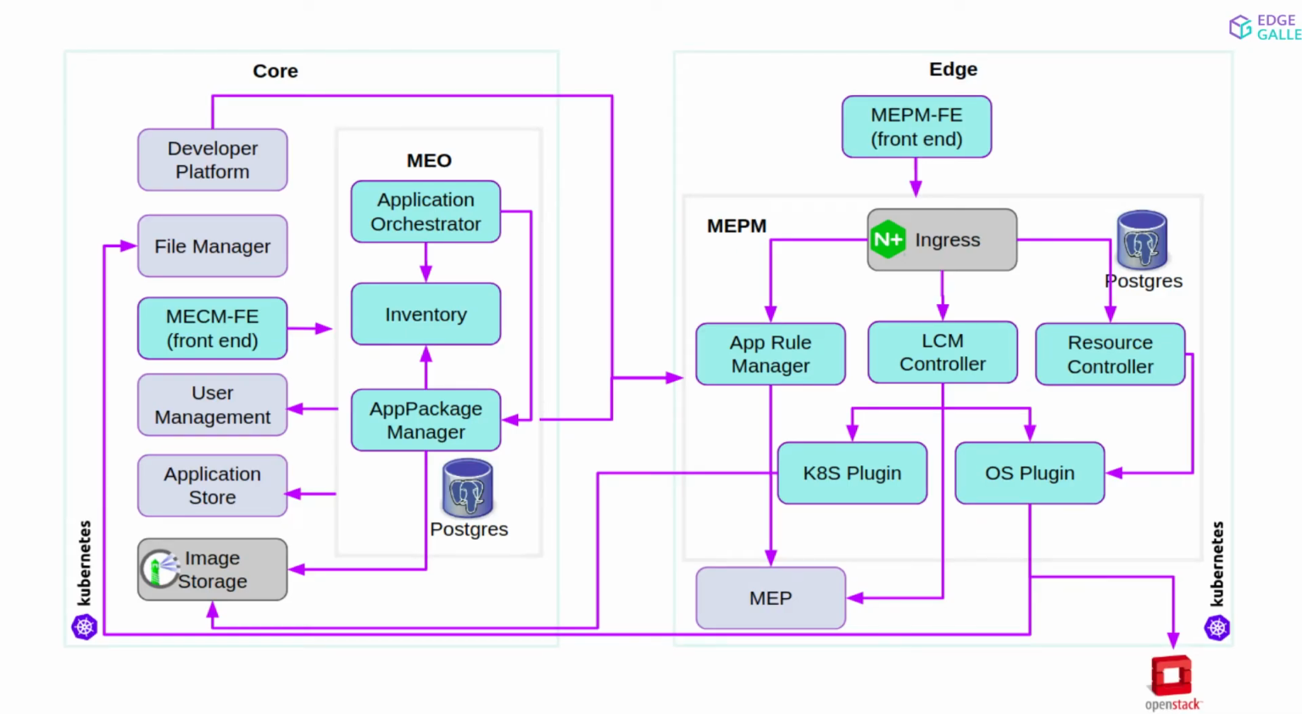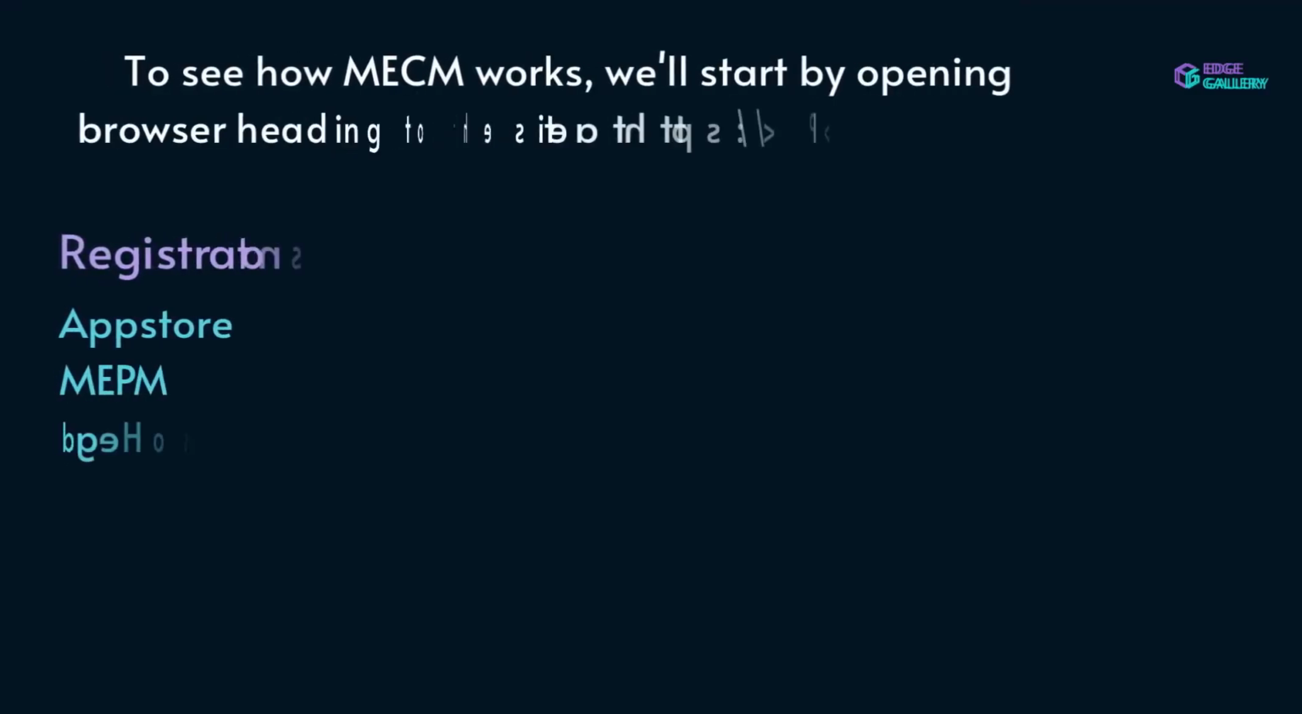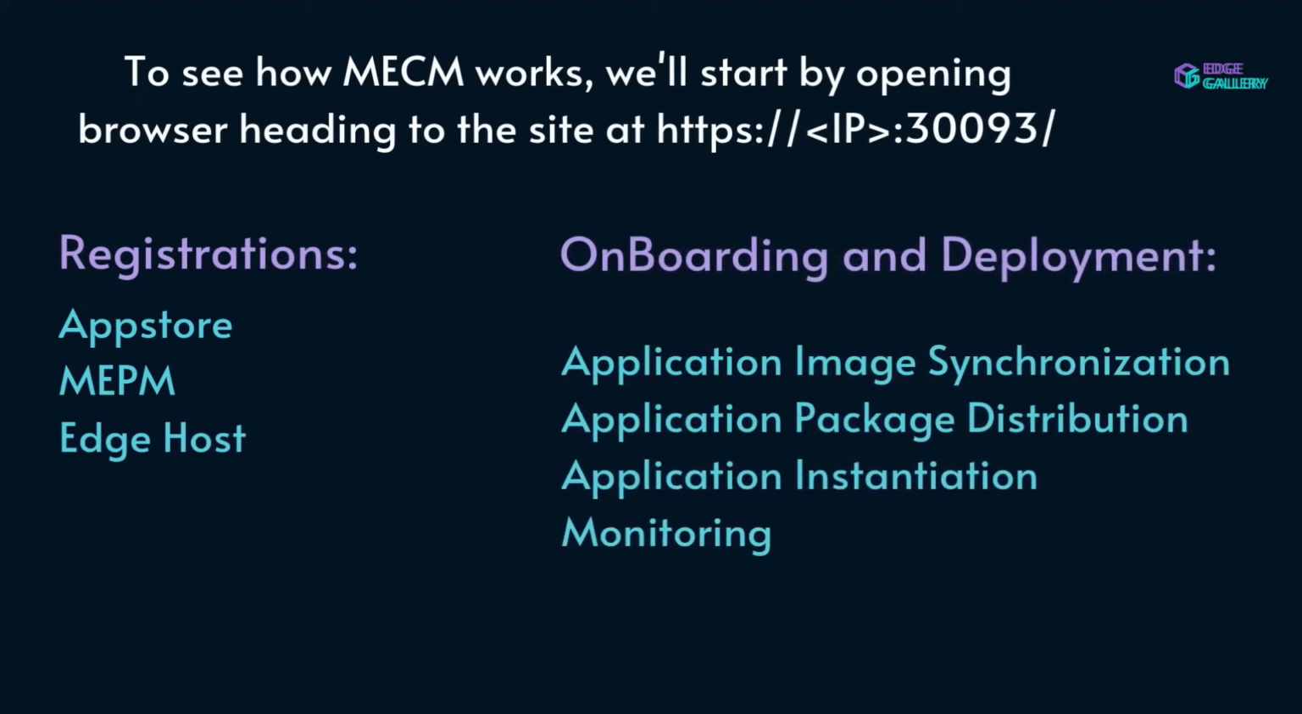MECM Core and Edge Components Deployment Overview and Modular Interactions. The first step is to configure the App Store, MEPM and Edge host. The next step is to synchronize, distribute, deploy and monitor the face recognition application.